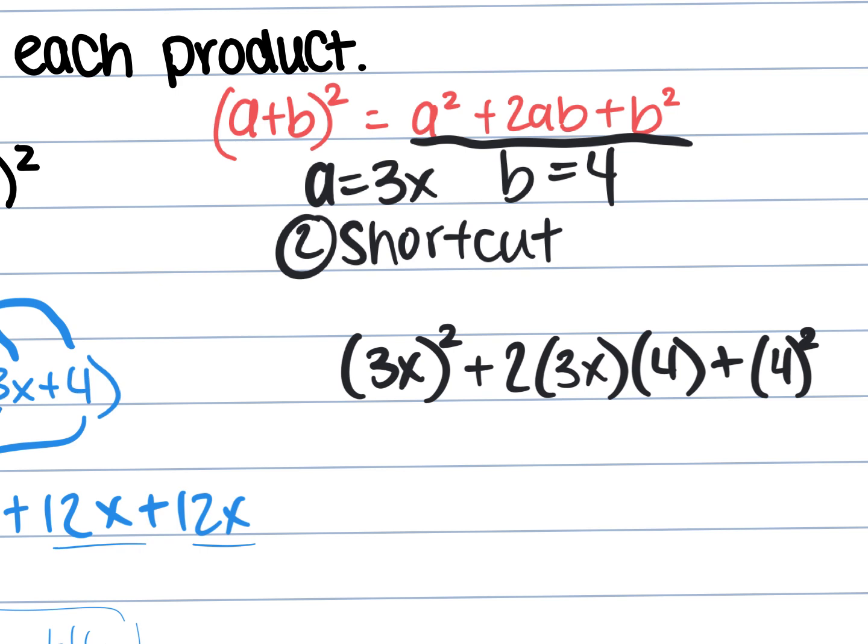Be careful here, guys. What is 3x squared? 9x to the second power. Because it's 3x times another 3x. What is 2 times 3x times 4? 24x. And what is 4 squared? 16.